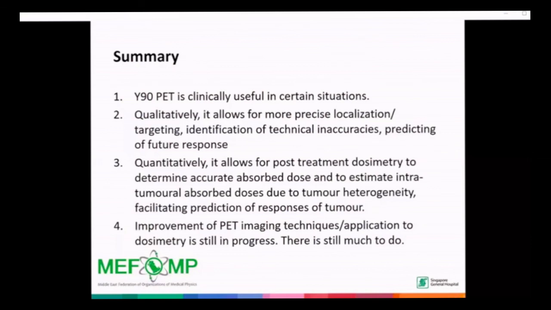In summary, I wish to say that yttrium-90 PET is clinically useful in certain situations and qualitatively allows for more precise localization, vivid localization as well, and identification of technical inaccuracies, and also helps us to predict future response of the yttrium-90 therapy. Quantitatively it allows for post-treatment dosimetry to determine accurate absorbed dose and to estimate intratumoral absorbed doses due to tumor heterogeneity, facilitating prediction of response to treatment.